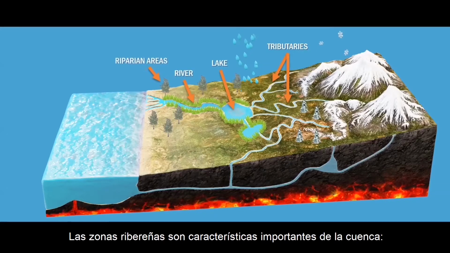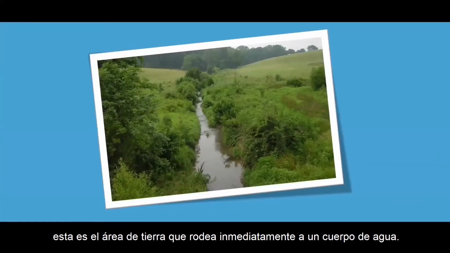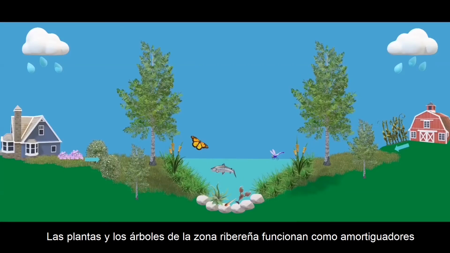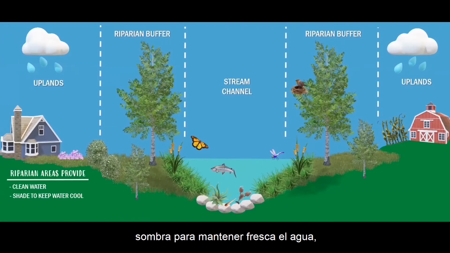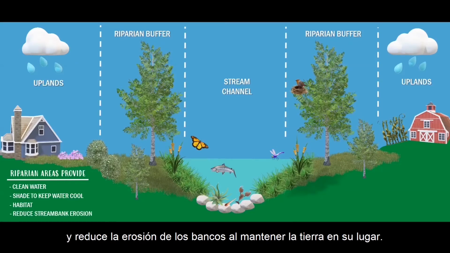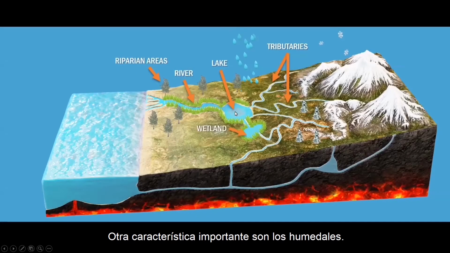Riparian areas are important features of the watershed. This is the area of land immediately surrounding a water body. Plants and trees in the riparian area function as a buffer that provides clean water by filtering runoff, shade to keep the water cool, habitat for birds, fish, and other wildlife, and reduces stream bank erosion by holding soil in place. Another important feature are wetlands.